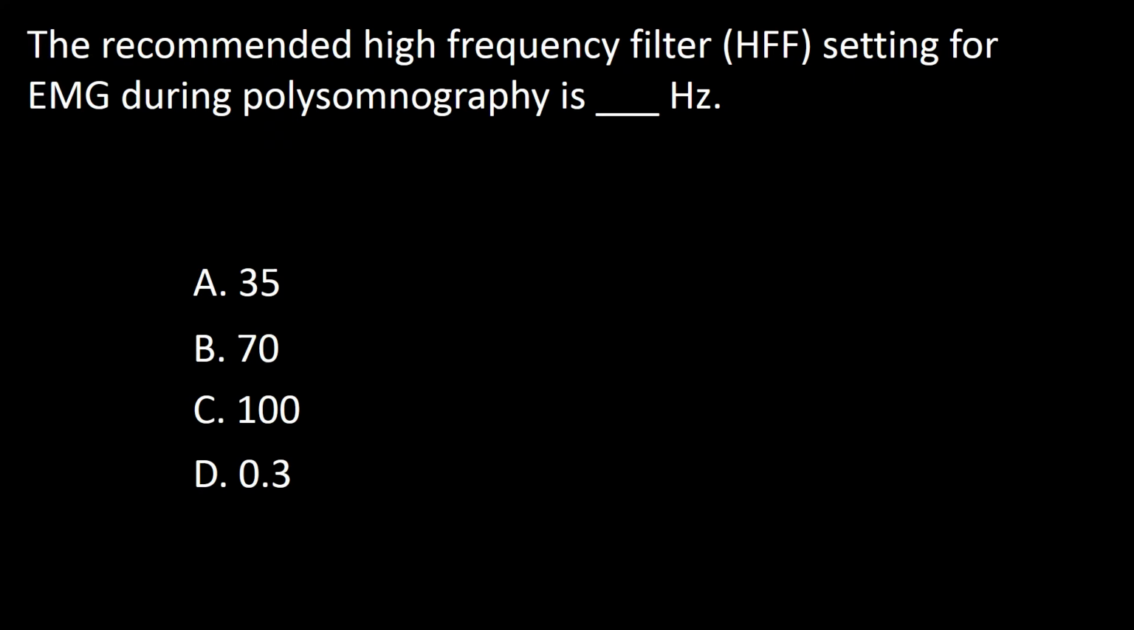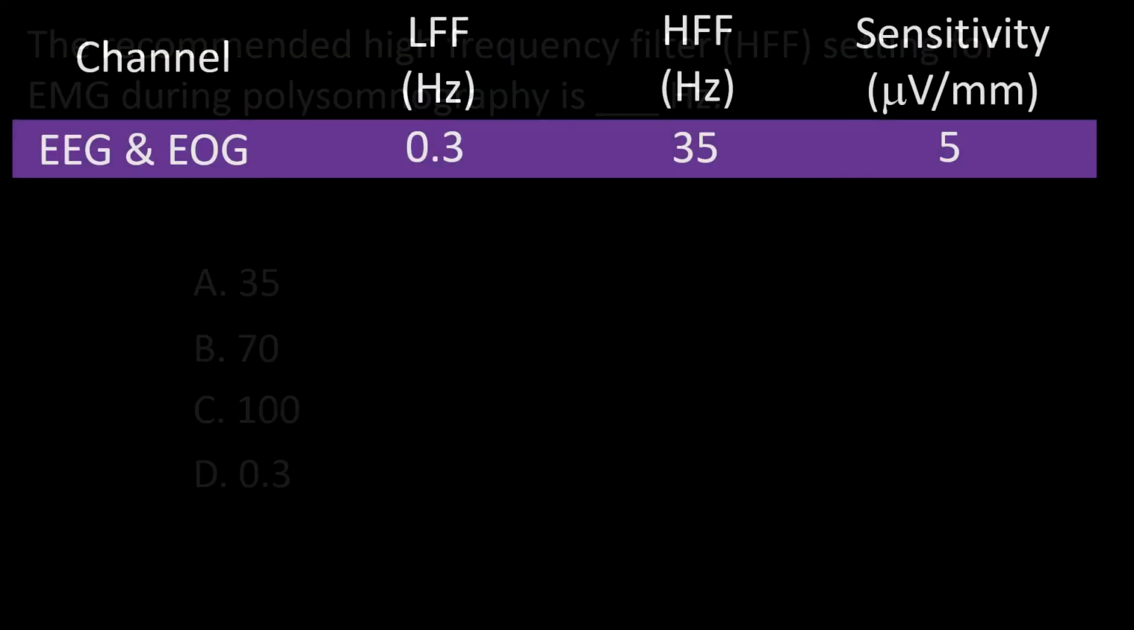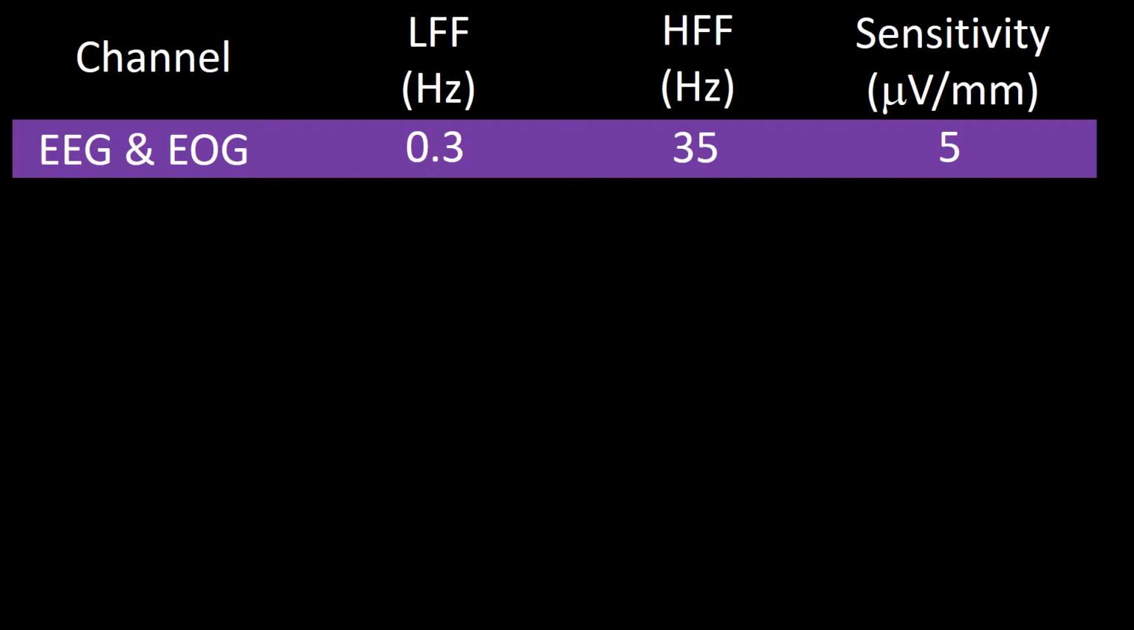Next question. The recommended high frequency filter setting for EMG during polysomnography is dash hertz, A 35, B 70, C 100, D 0.3. The EEG and the extraocular movement recording in polysomnography is usually reviewed using a low frequency filter of 0.3 Hz, a high frequency filter of 35 Hz, and a sensitivity of 5 microvolts per millimeter.